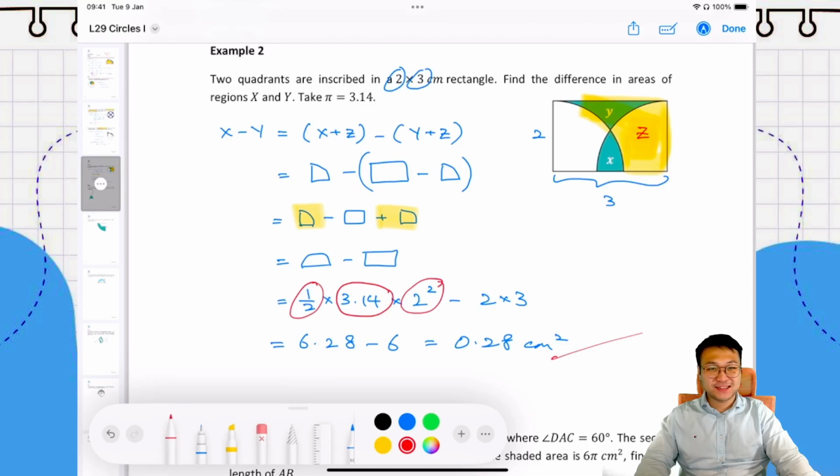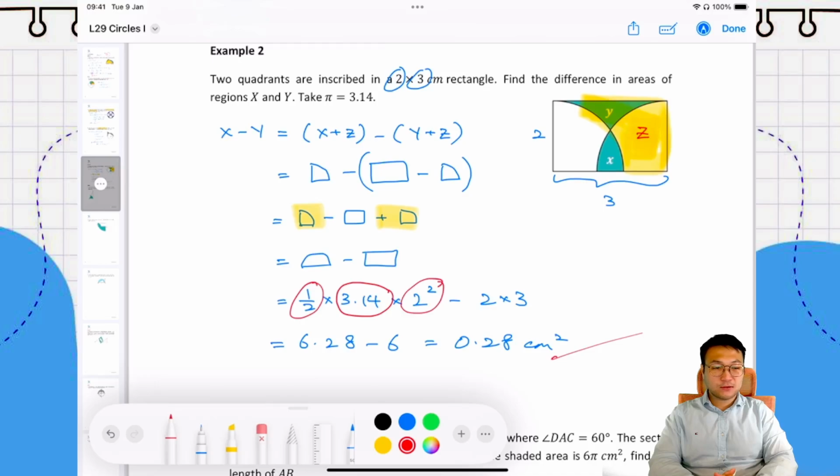Good job, okay? Yes, you have a question. I did it in a different way. How? 2 times 2 times 3.14 times 1/4. That gives you 3.14. Then take 2 times 3, which is 6. Then 6 minus 3.14 is 2.86. 3.14 minus 2.86 is 0.28. Wow, that was fast. So instead of using semicircle, you use a quadrant.